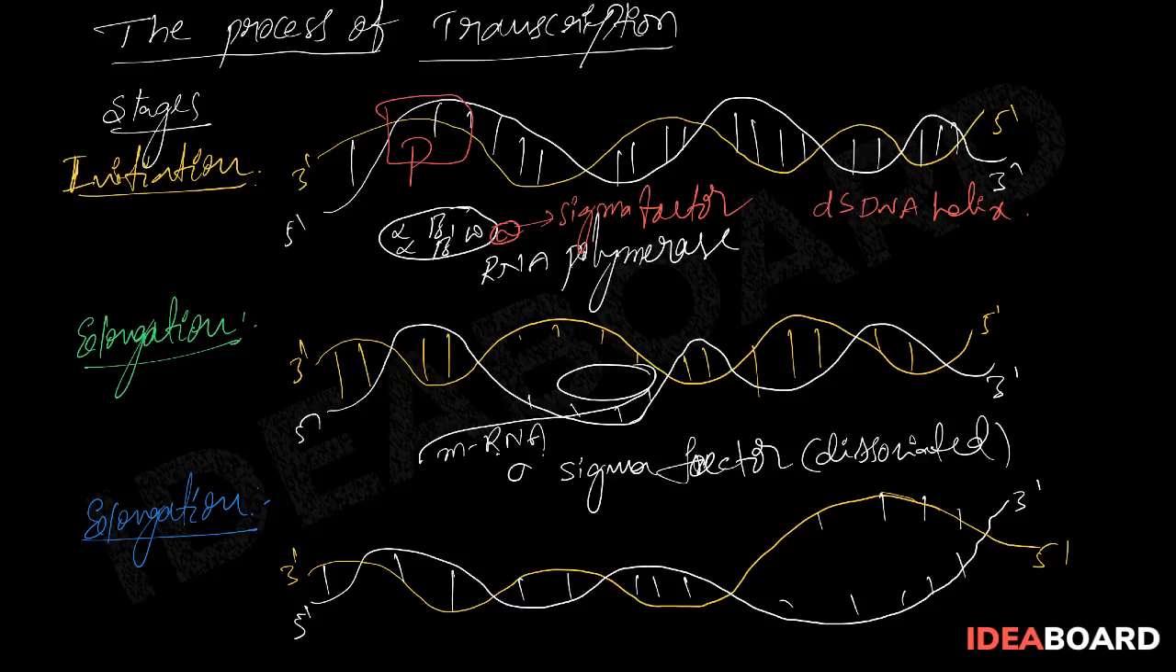So now, after reaching here, the RNA polymerase is completely dissociated. And here, like sigma factor, another factor is involved, which we call the rho factor. The rho factor is involved in the termination of transcription.